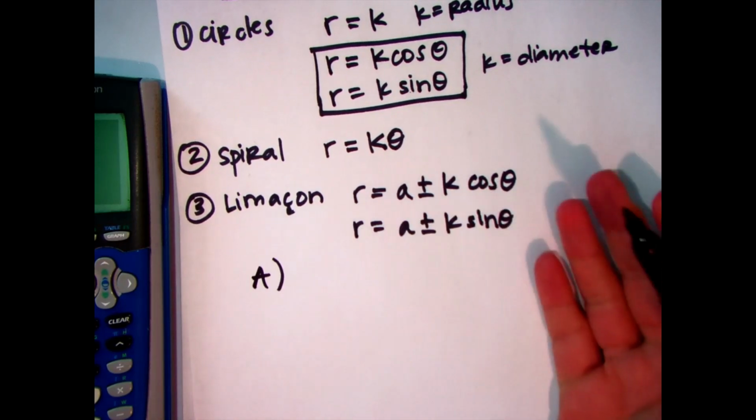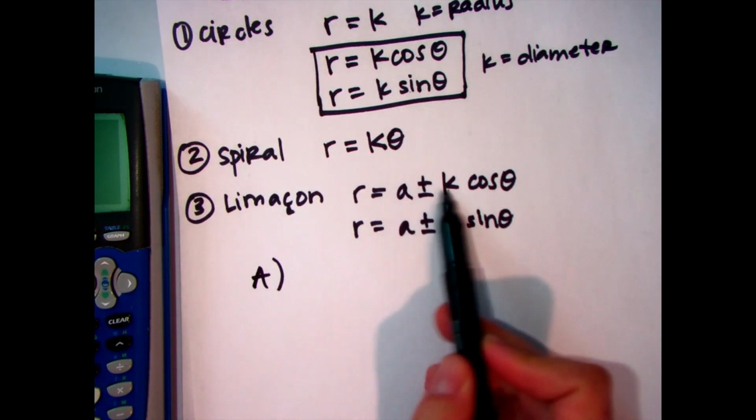There's 3 different scenarios here, and in each of them we're comparing a to k.